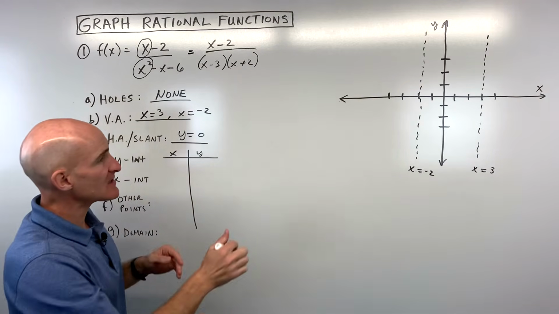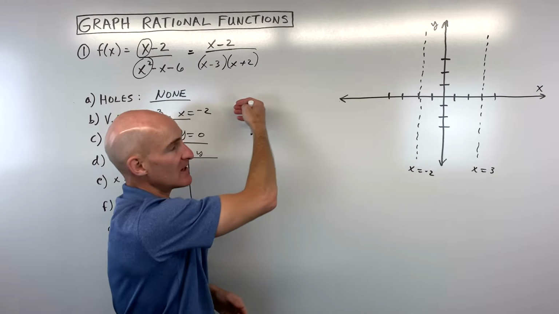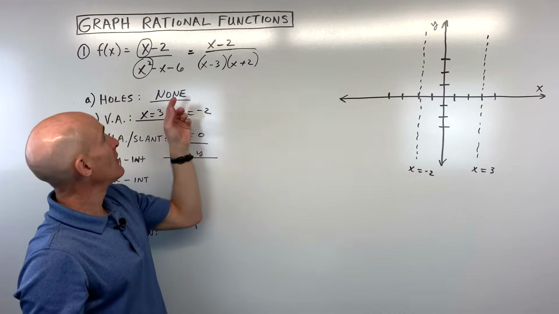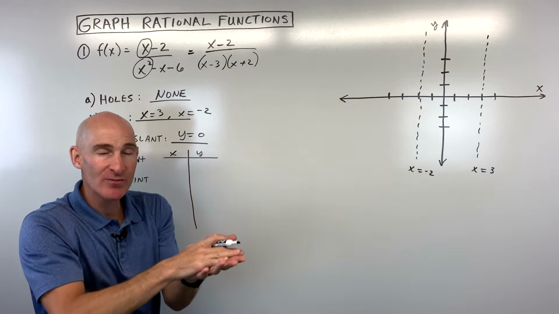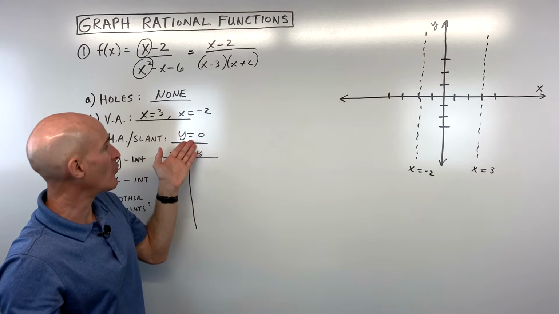So what that means is as x gets larger and larger as you go to the right, or as x goes to, let's say, negative infinity, you go to the left, this whole fraction is going to get smaller and smaller. It's going to go to 0. And so that's why we have our horizontal asymptote of y equals 0.